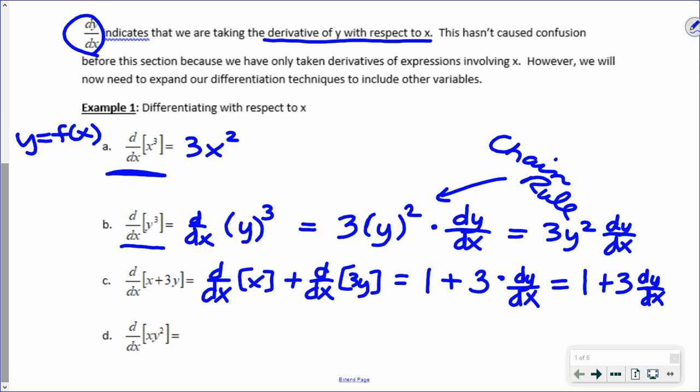And again, think of it as chain rule. So y was the inside function, okay? All right, now, what about the derivative of x times y squared?